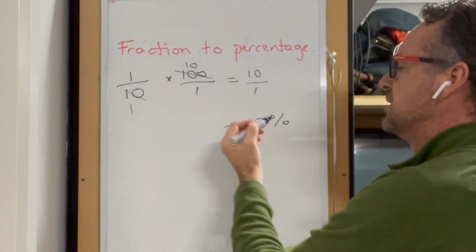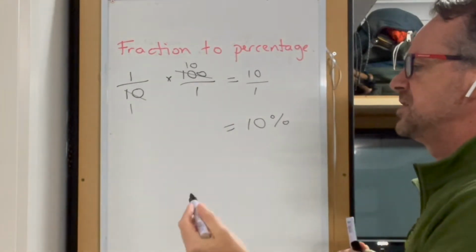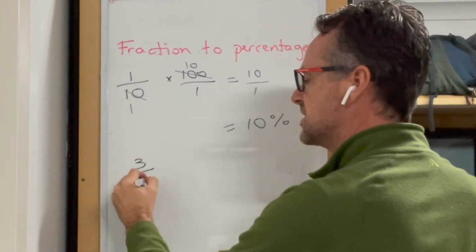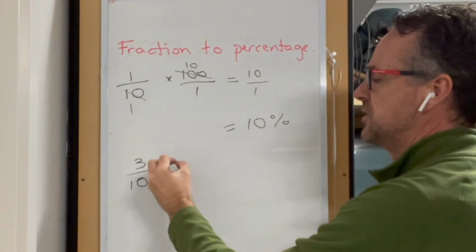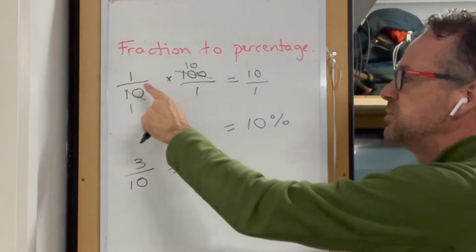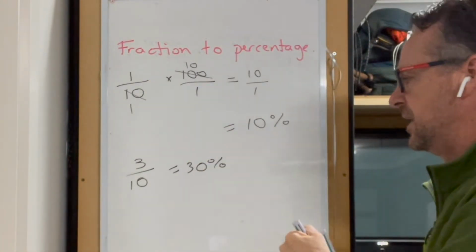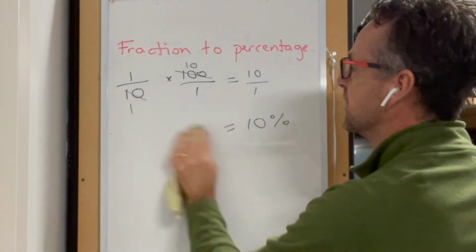So 1/10 equals 10%. Now that fact alone is worth keeping in mind, because if you've got a question like 3/10, you'd know that's going to be 3 times bigger, so that would therefore equal 30%. Sometimes just knowing a simple bit of information will help you out with what is really a very similar type of question.